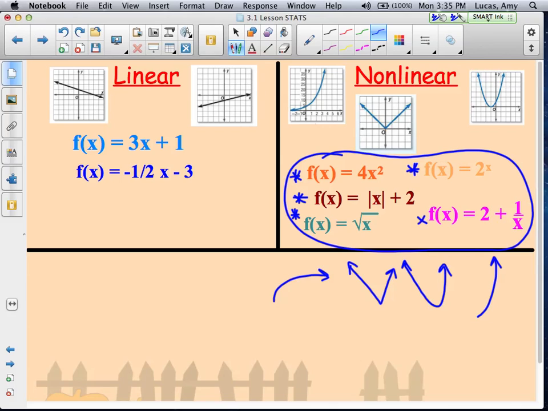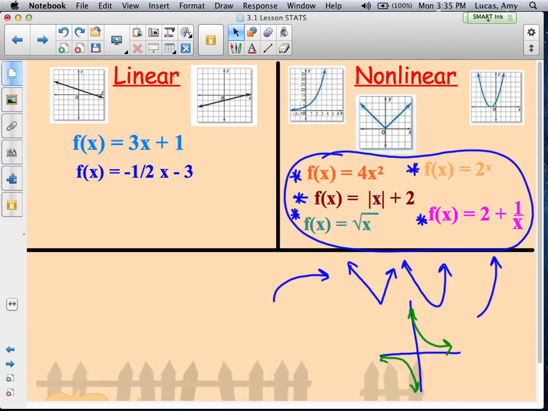And then last but not least, we had a variable on the bottom of the fraction, and this one created, I would say, a graph that was by far different from the rest because it had two completely separate pieces. The one on your worksheet looked something like this. It had two curves, and it never actually touched or crossed any axis, not the x-axis or the y-axis, not at all. So this one maybe needs to move a little bit over like that. But that's called a hyperbola, where you've got two separate curves that are in opposite quadrants like that. So those are all nonlinear.